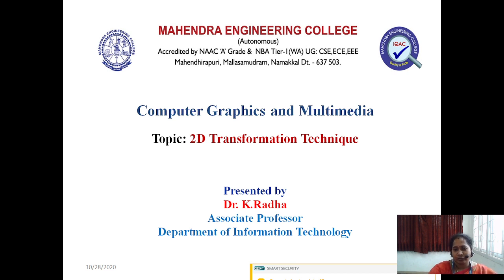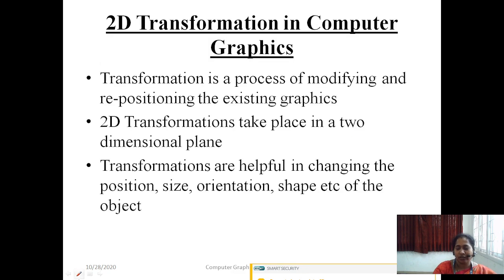Today I am going to talk about 2D transformation techniques in computer graphics and multimedia. What is meant by 2D transformation? A transformation is a process of modifying and repositioning the existing graphics. That is called transformation. Here the 2D transformation takes place in a two-dimensional plane.